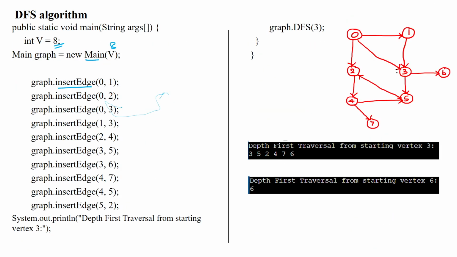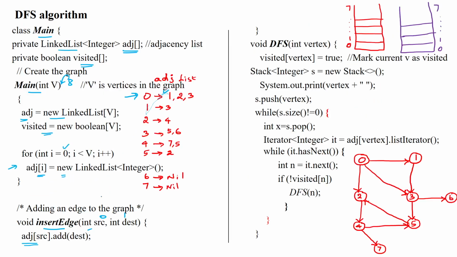Next one is 0 comma 2. For 0 comma 2 again we create this edge. So for 0 the destination is 2, and now in the adjacency list the next node is 2.